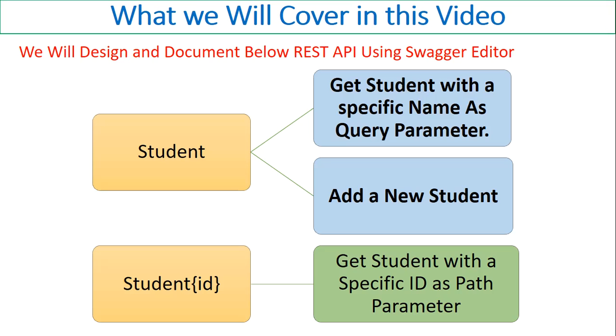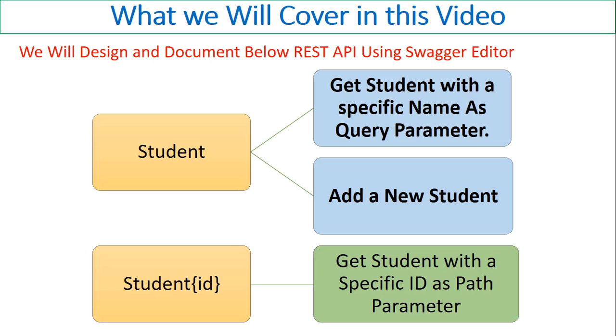Here is the detail of what we are going to cover in this video tutorial and the details of the use case that we will take into consideration. We will be designing and documenting a basic RESTful API in the Swagger editor using OpenAPI specifications 3.0. For that purpose, we will think of a scenario of a student API, and we will have a student resource with the operations to get a specific student based on a query parameter, and in the query parameter, student name will be passed. And we will have a post operation where we will be providing facility through this API to add a new student.